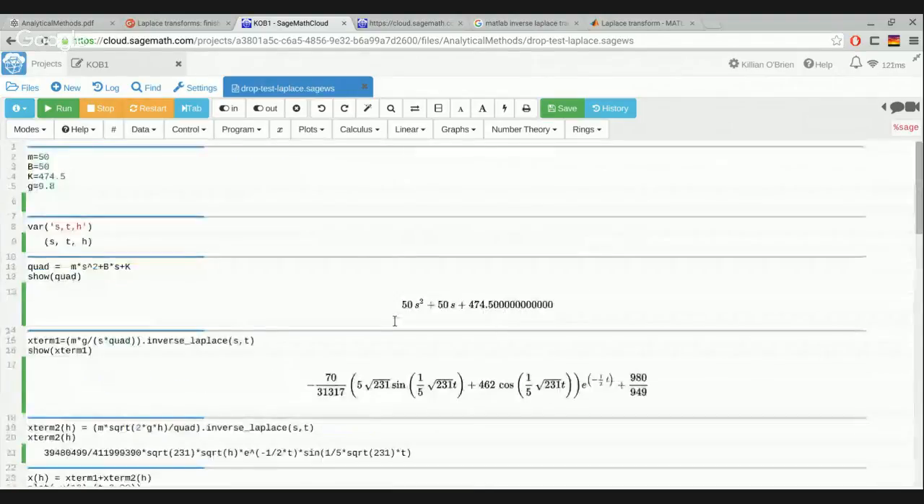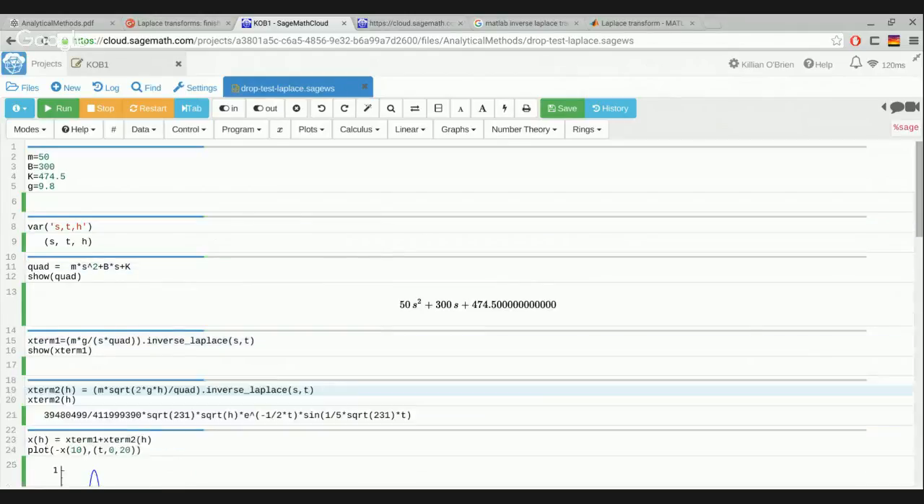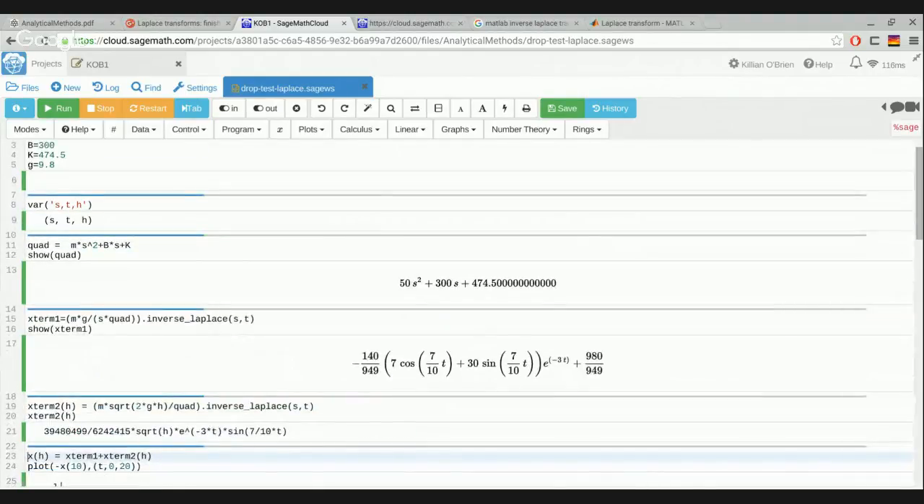And similarly, if you increase the strength of the damping pot a lot, so it was 180, you put it up to 300, we should see much less pronounced oscillation.